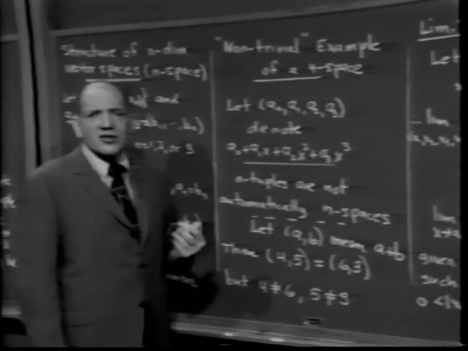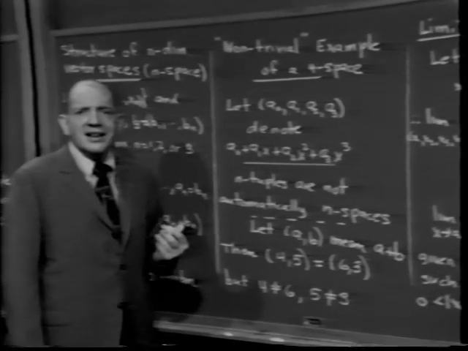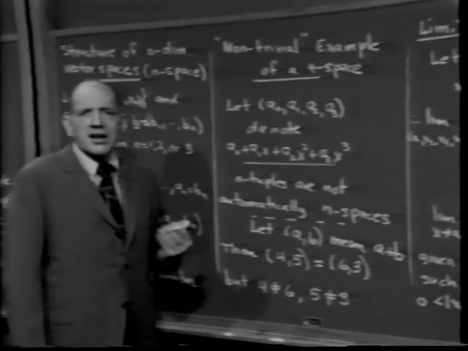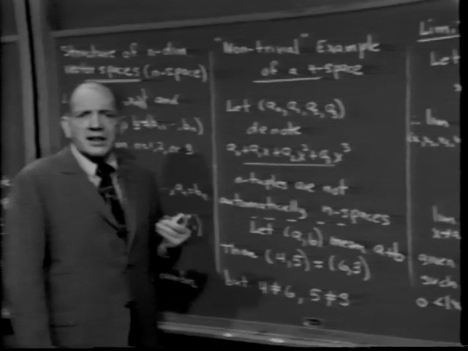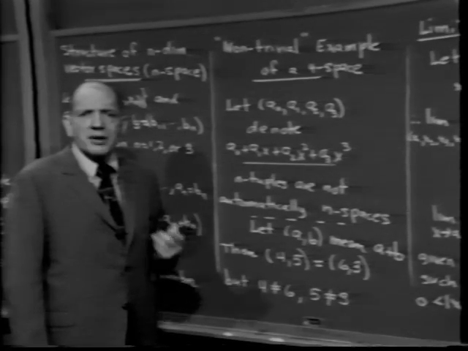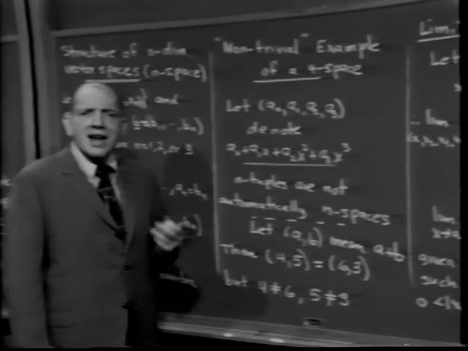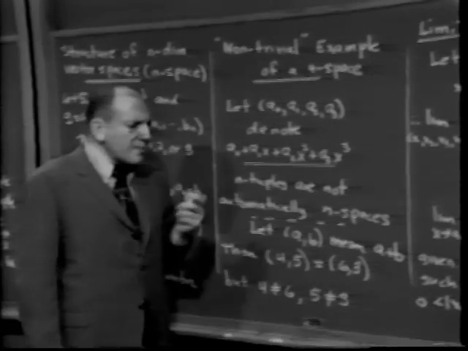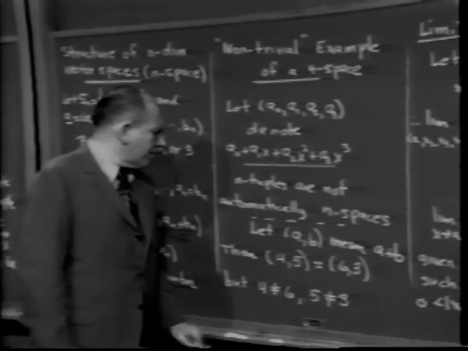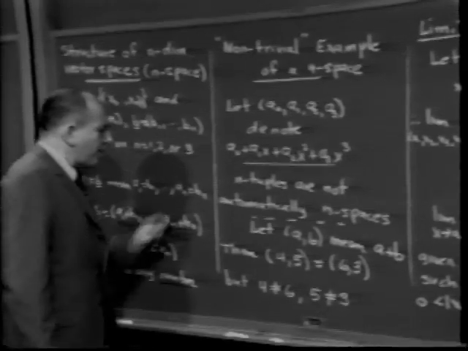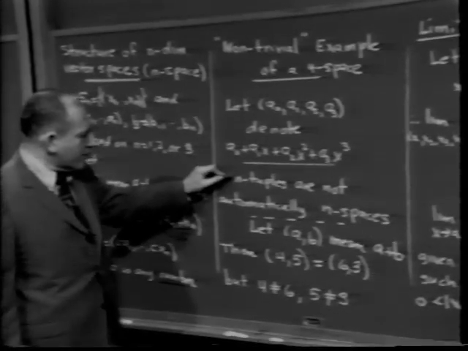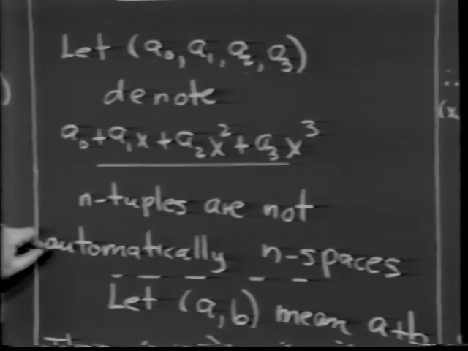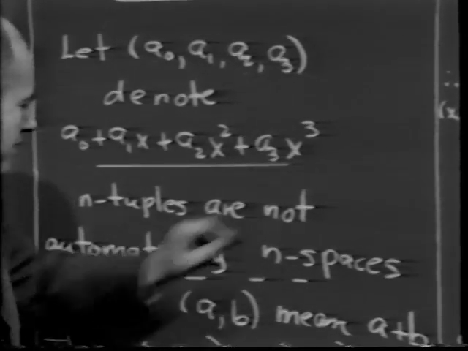Now, of course, the danger is that one gets the idea that any set of n-tuples can be viewed as a vector space, an n-dimensional vector space. But this we have to be careful about. Remember, it is not the n-tuples, it is the structure that they obey. Let me give you sort of a simple example over here. Let me consider the following situation. First of all, let me just emphasize the statement I just made. Let me just read it with you. N-tuples are not automatically n-spaces.